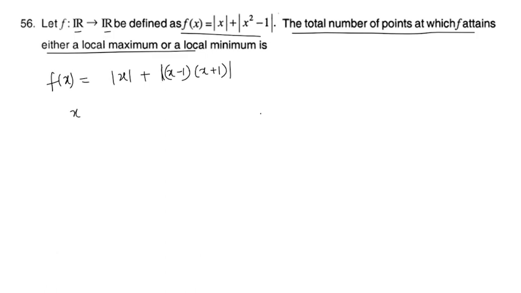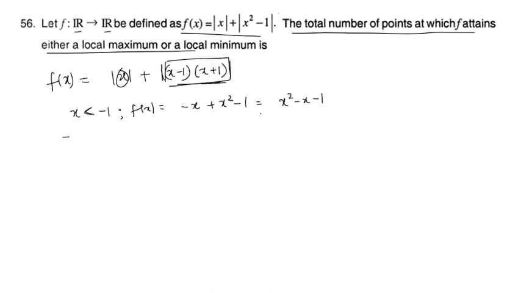The first is when x is less than negative 1. And in this interval, we know that this entire product is positive and this is negative. So mod of x is going to be equal to negative x, and this entire product is just going to be equal to the same thing. And so for this interval, f is equal to x squared minus x minus 1.